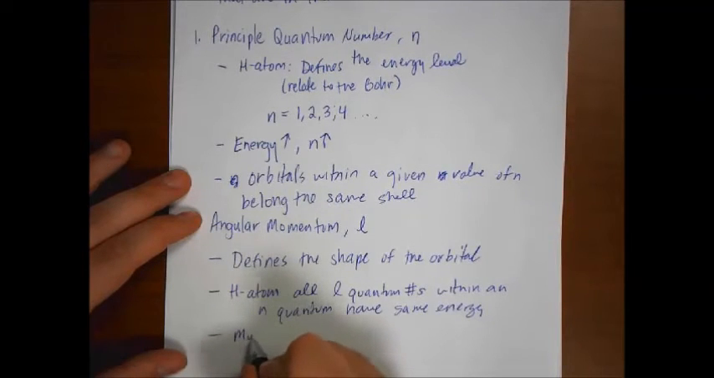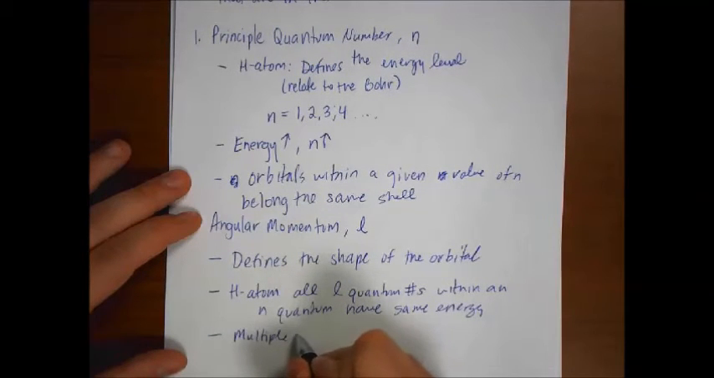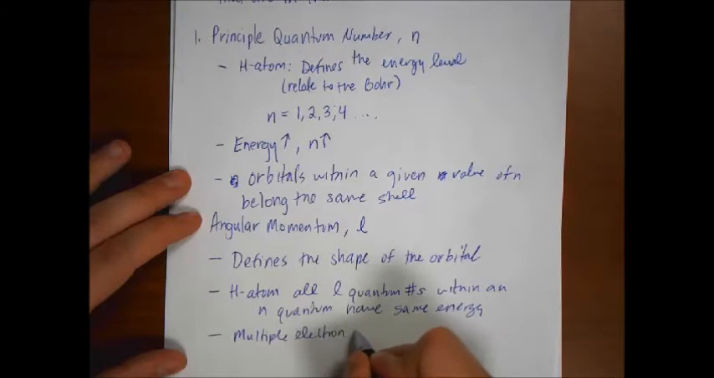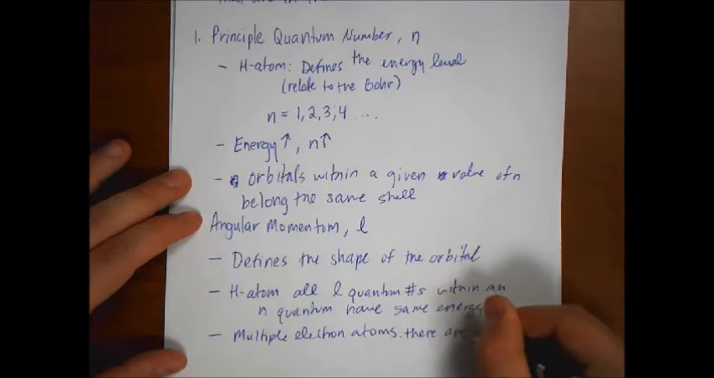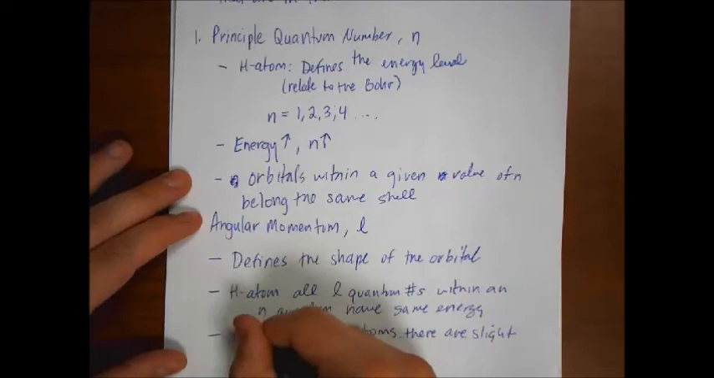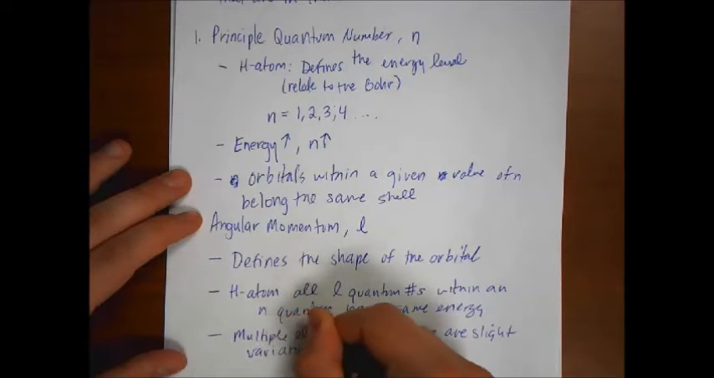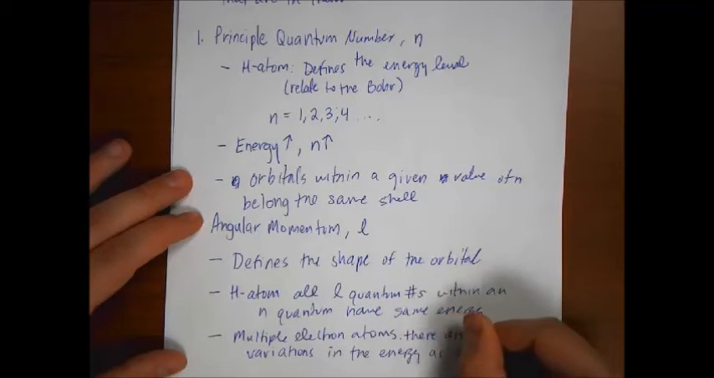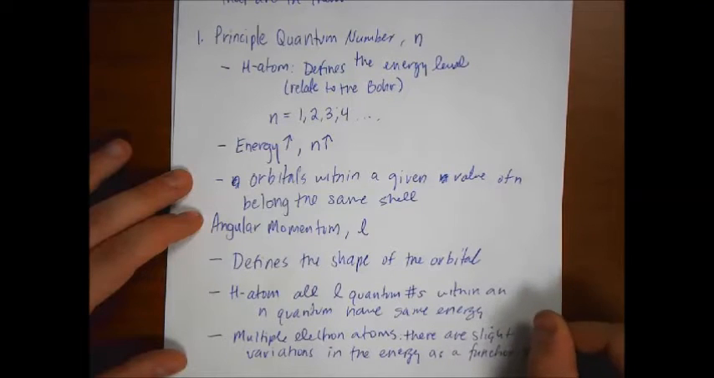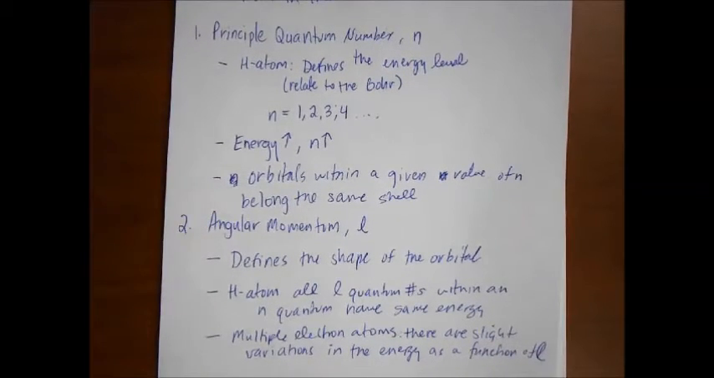But in atoms with multiple electrons, we're going to talk more about multiple electron atoms, this is actually not true. There are slight variations in the energy as a function of L. Now, don't worry about this too much right this minute, but I want to just introduce and discuss that point. So now let's talk about L. We have the angular momentum quantum number.